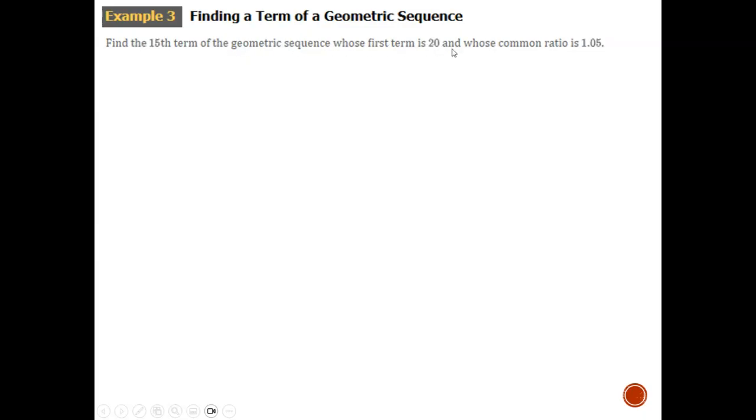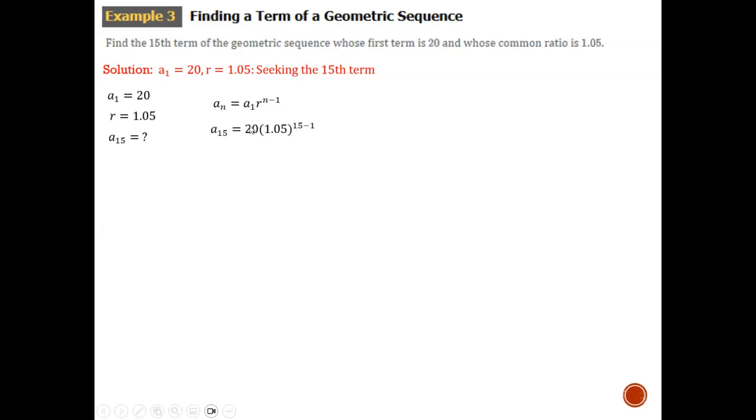Okay, so how do we find the 15th term of a geometric sequence if the first term is 20 and the common ratio is 1.05? Well, we have what we need to write our formula. We have the first term is 20, we have r is 1.05, we want the 15th term, so let me just get my general formula for any term, plugging in a1 20, plugging in 1.05 for r. We want the 15th term, so n is 15. Ends up that we want to do 20 times 1.05 to the 14th power. Use your calculator, and that should be the 15th term. If we're rounding, that's 39.6 for that one.